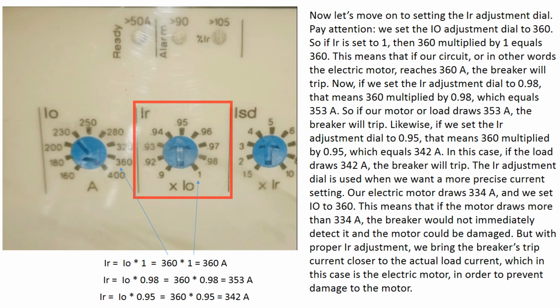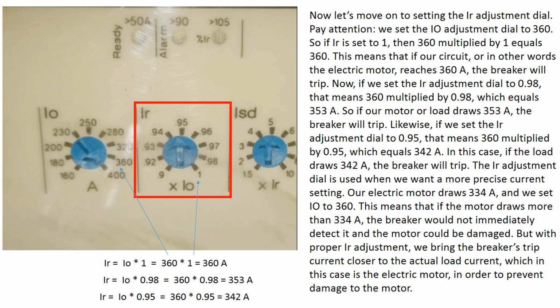And likewise, if we set the IR adjustment dial to 0.95, that means 360 multiplied by 0.95, which equals 342. In this case, if the load draws 342 amps, the breaker will trip. The IR adjustment dial is used when we want a more precise current setting.